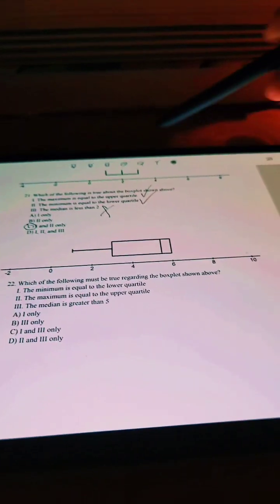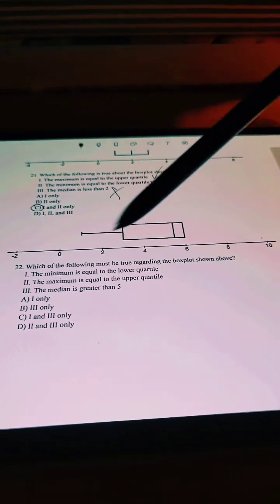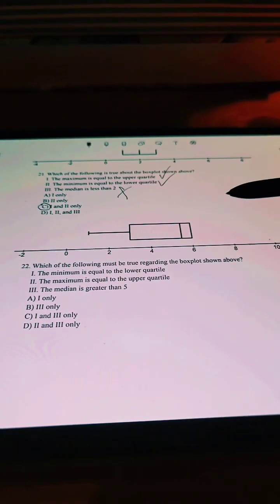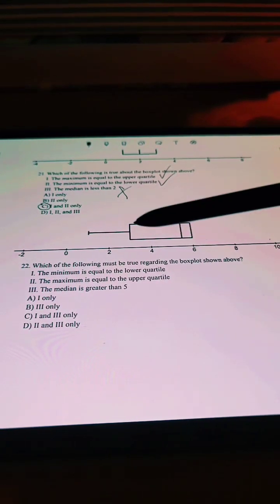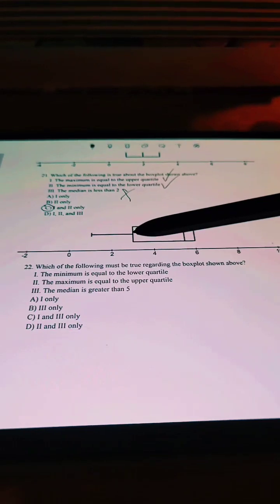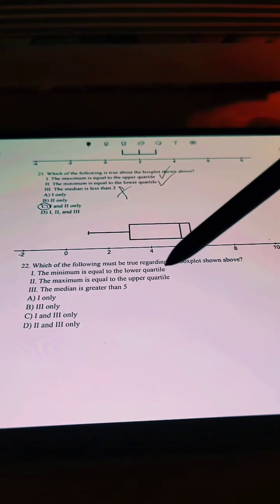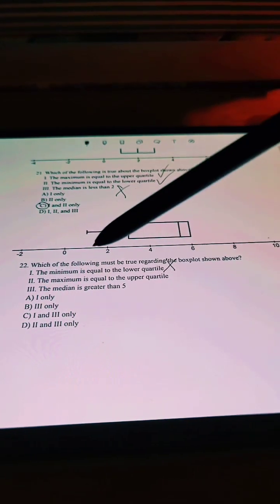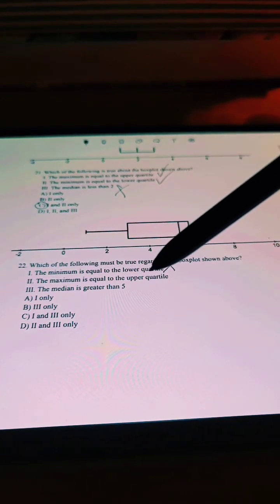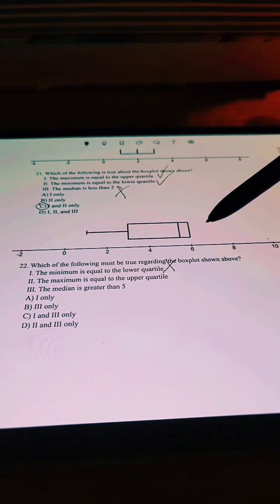Okay, so now let's go to this one. Which of the following must be true regarding the box plot shown above? So it says the minimum is equal to the lower quartile. Just like how we said before, if that were true, then there would be no left-hand whisker right here, which we have, so that doesn't track. That's not true. Number 2 says the maximum is equal to the upper quartile.